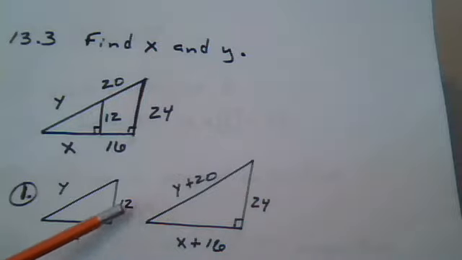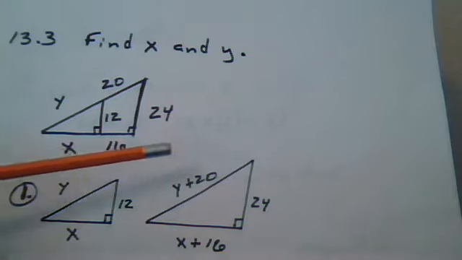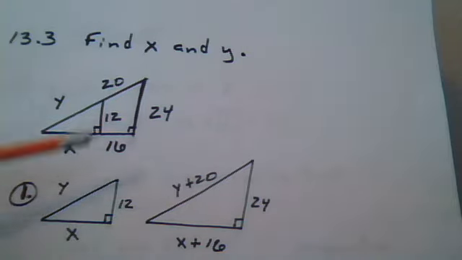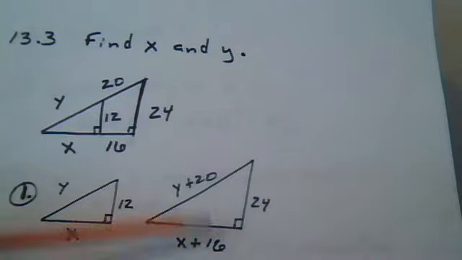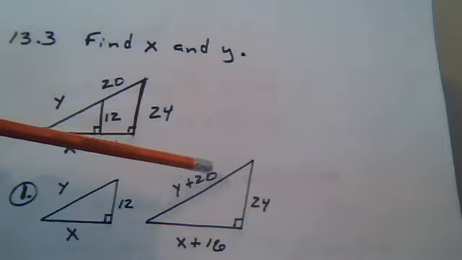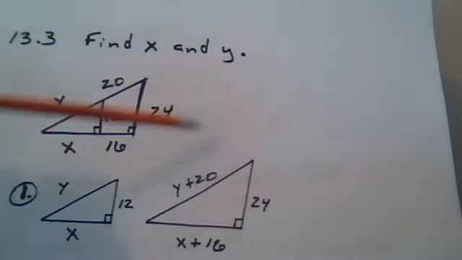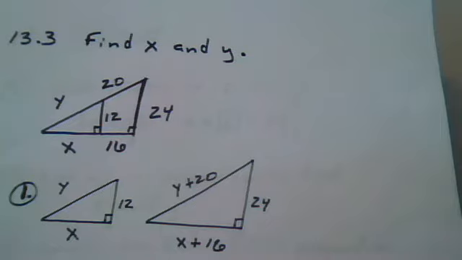So if you look at this 12 and this 24, how does the 12 become a 24? You multiply it times 2. So I should be able to multiply the y times 2 and make it become a y plus 20. Multiply this x by 2 and make it become an x plus 16. That number that I'm multiplying the three sides of one triangle by so that it becomes the length of the three sides of the other triangle is called the scale factor.